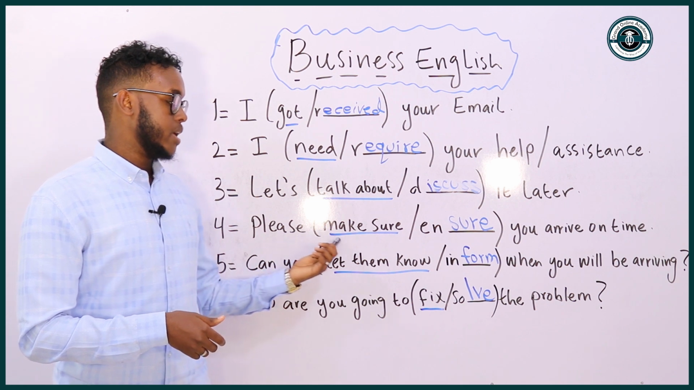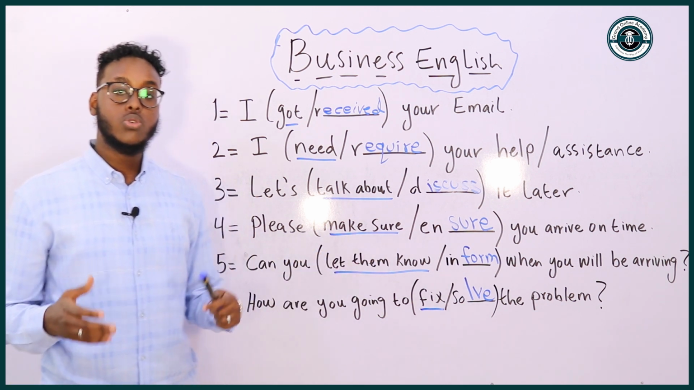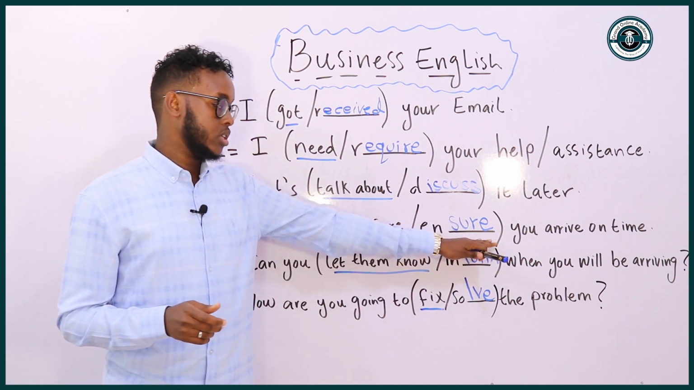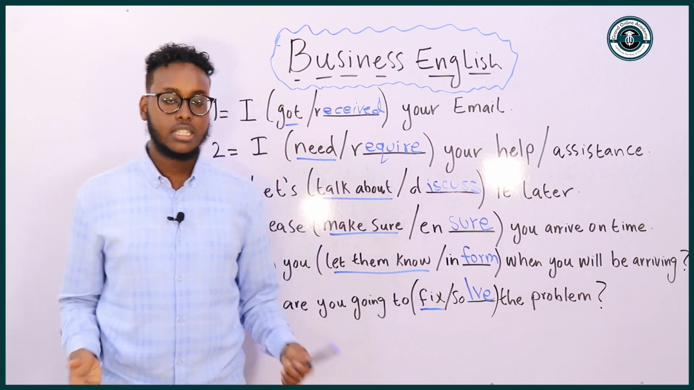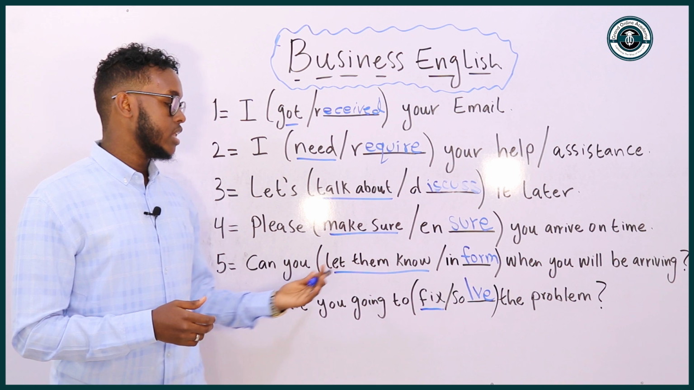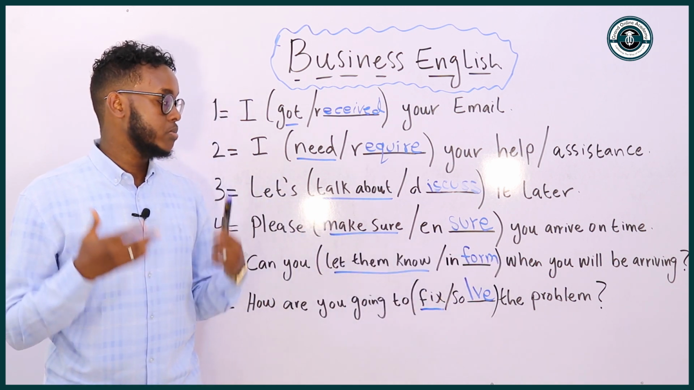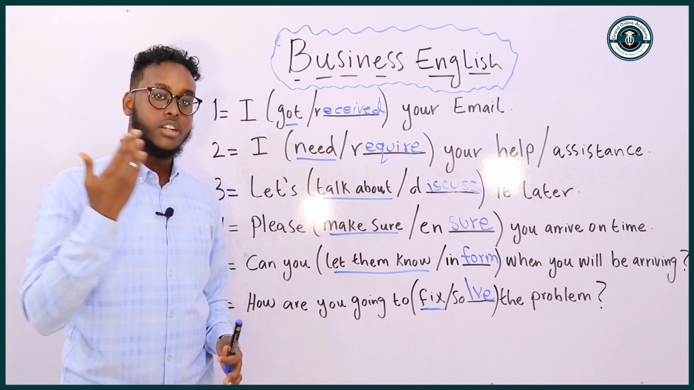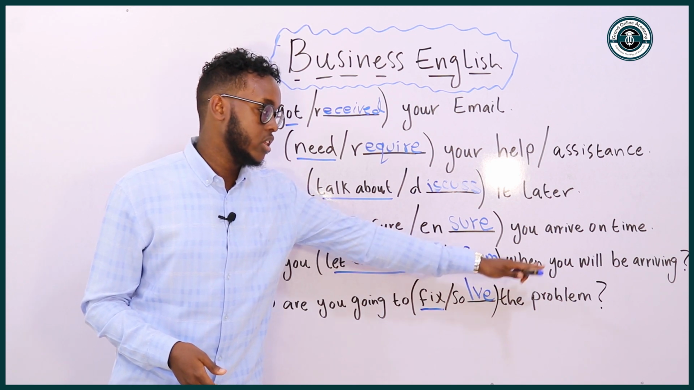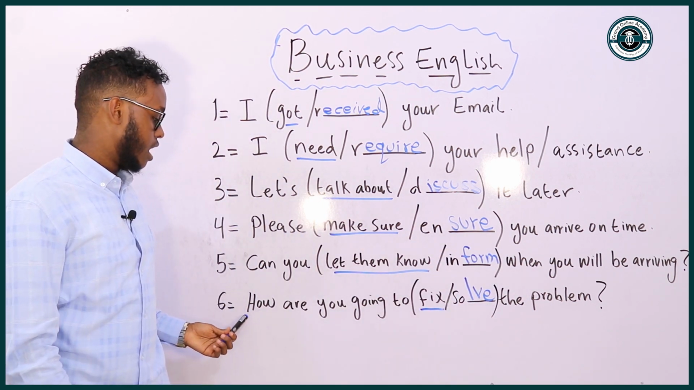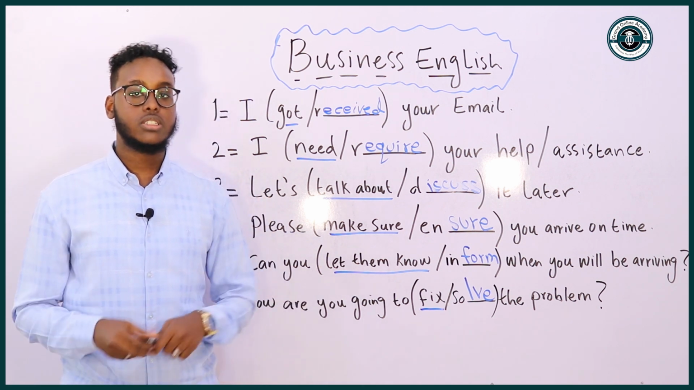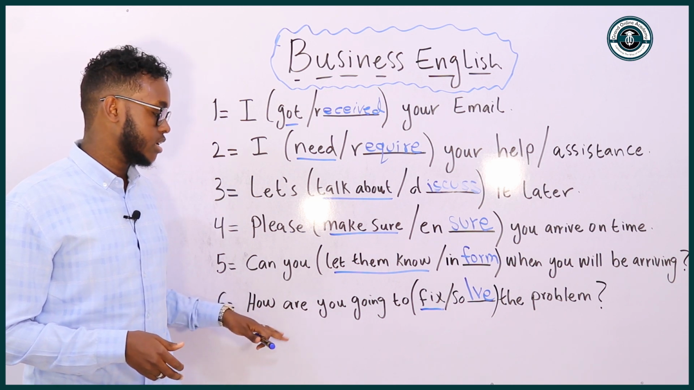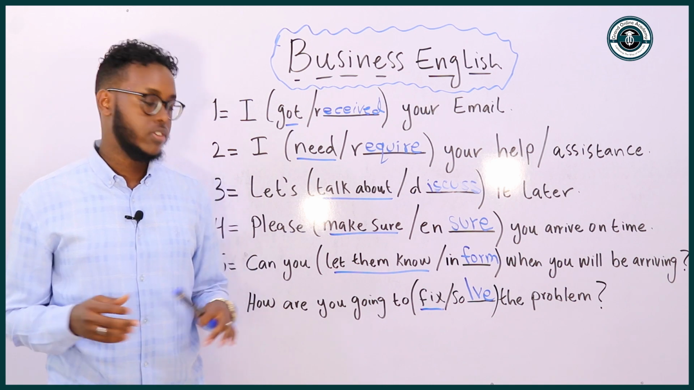Number 4, please make sure you arrive on time. Please make sure you arrive on time. We changed it to please ensure you arrive on time. And number 5, can you let them know when you'll be arriving? We changed it to, can you inform when you will be arriving? Inform means when you're telling something to someone. And number 6, how are you going to fix the problem? You'll be saying, how are you going to solve the problem, inshallah?